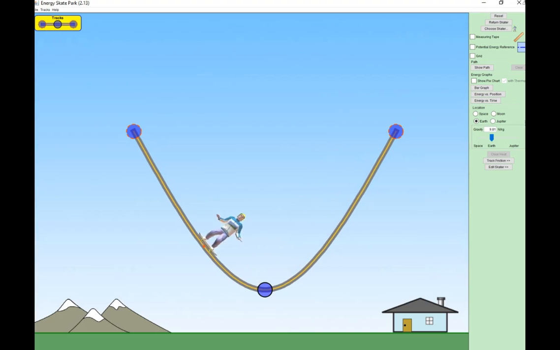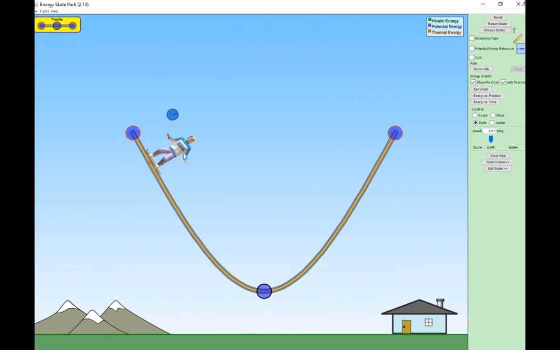A good simulation demonstrating the conservation of mechanical energy and using kinetic and gravitational energies is this Energy Skate Park simulation from the PhET website. Suppose the skateboarder starts from rest at the top of the hill. As I release the skateboarder from the top of the hill here, you'll see the green will start to increase as it goes down. The green part here represents the kinetic energy. The blue part of the pie chart represents the gravitational potential energy.